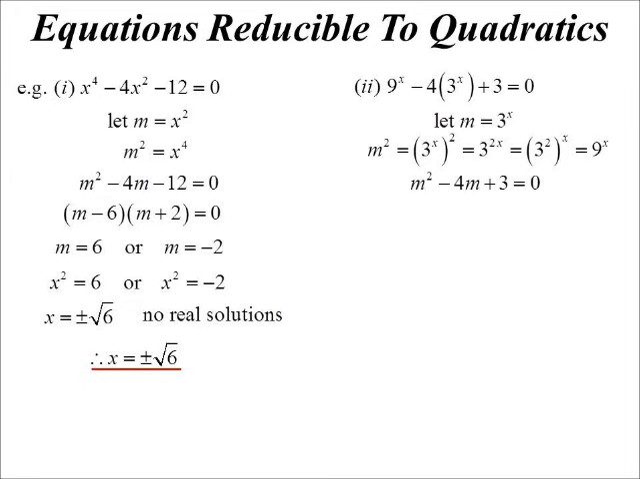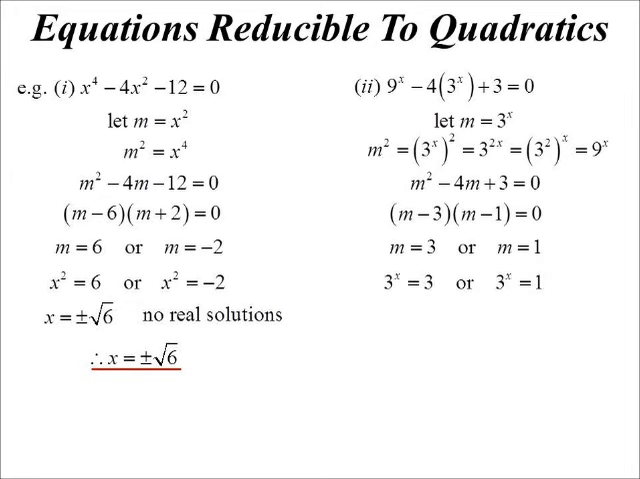Multiply together to give 3, add together to give... why did I say add together to give 1? Add together to give minus 4, of course. So we get minus 3 and minus 1. So either m is 3 or m is 1.